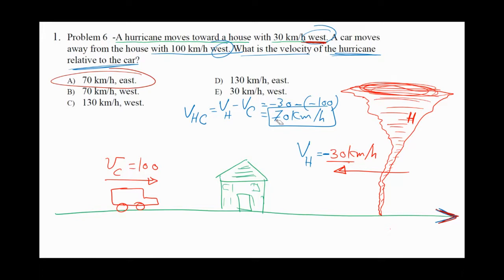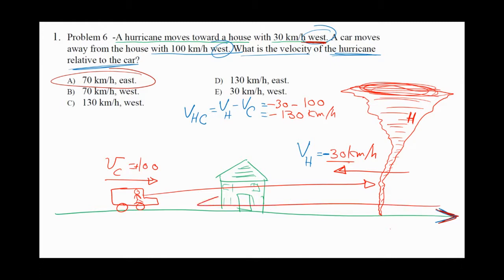So in this case it's positive 100 because it's to the right. So VH is negative 30 minus 100. The result is negative 130 kilometers per hour. So when this guy looks at the hurricane, he will feel that the hurricane is moving towards him at a speed of 130 kilometers per hour. So it's like he says hello. He's meeting the hurricane very happily. Do you understand it? Yes, understood. Thank you. Okay.